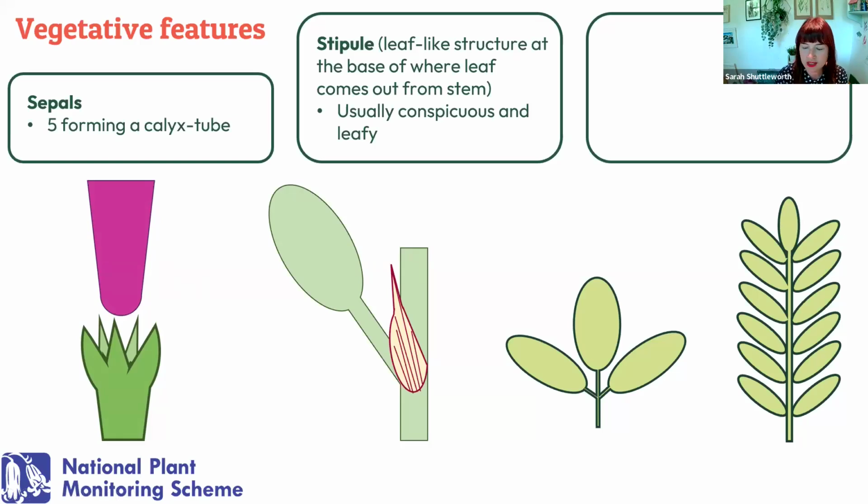Now, if you've never heard of the word stipule before, don't worry. It's essentially a leaf-like structure. So not one of the leaves of the plant, it's a leaf-like structure, a bit like sometimes when you're talking about bracts, but this one's got a very specific name, stipule, because it comes from the base of where the leaf is coming out of the stem. And some families have stipules and some don't, and that can usually be quite a key thing to remember.